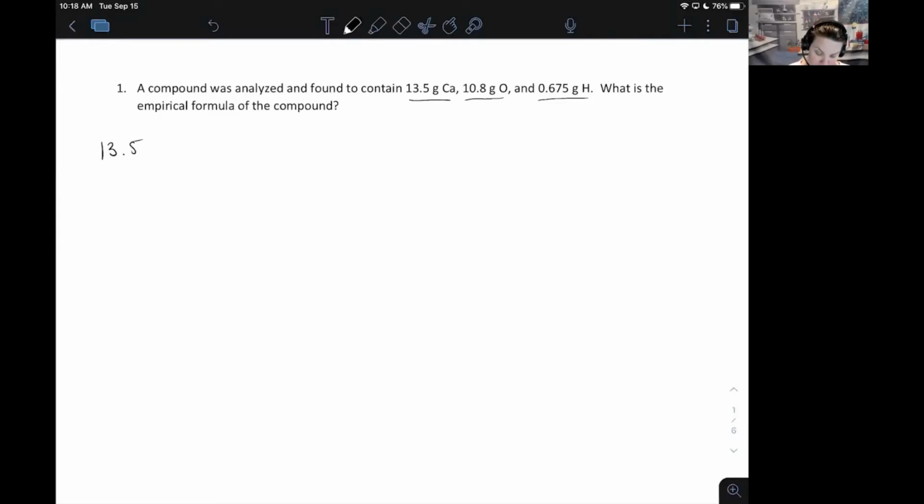So we have 13.5 grams of calcium. For every 1 mole of calcium atoms, we have a mass of 40.078 grams. So we'll divide our 13.5 by 40.078, and what we get is 0.337 moles of calcium.